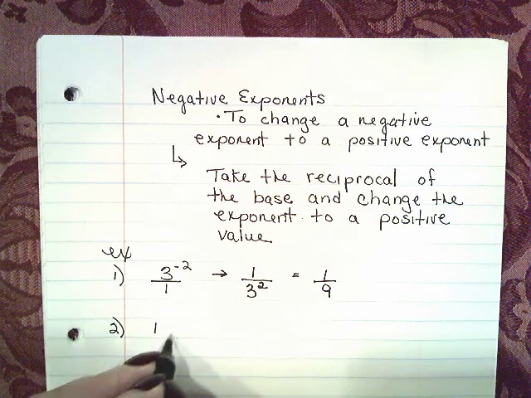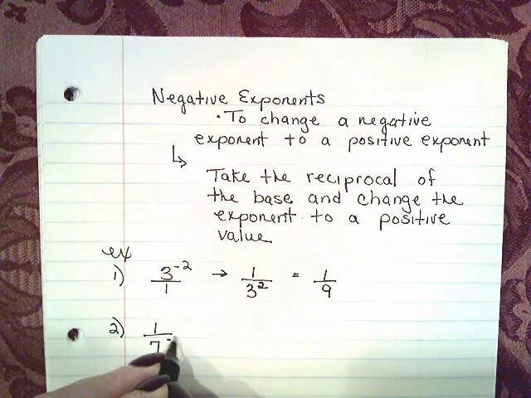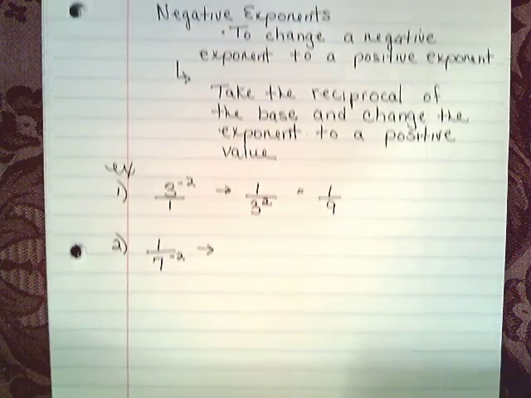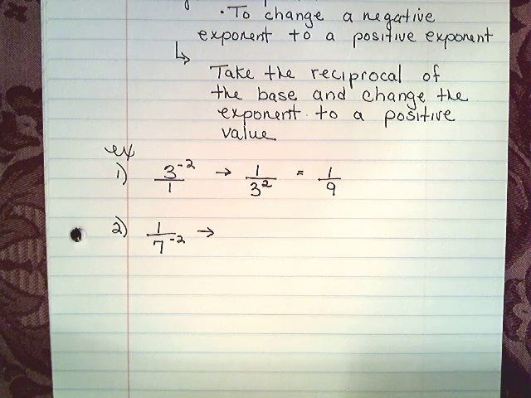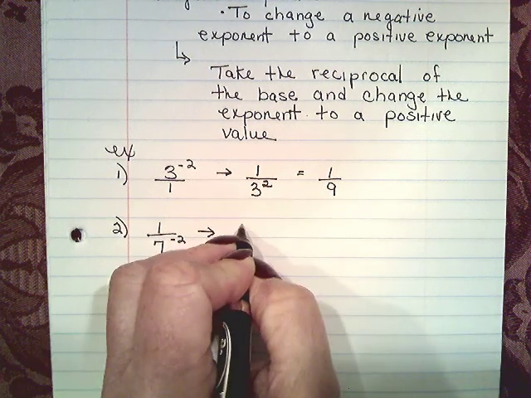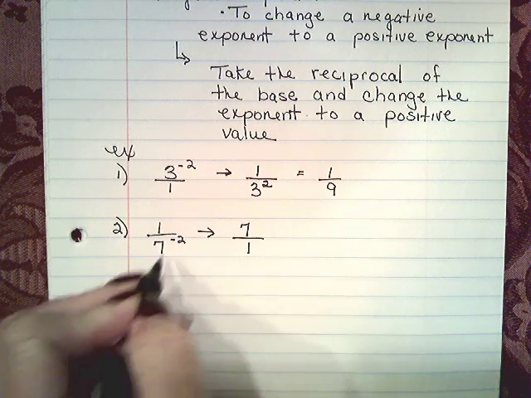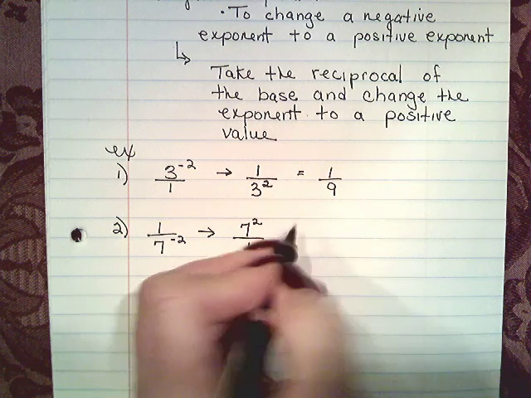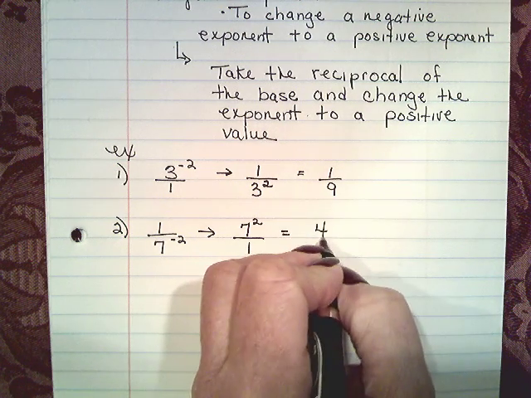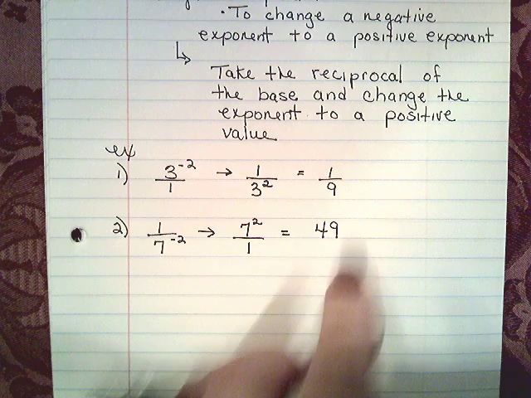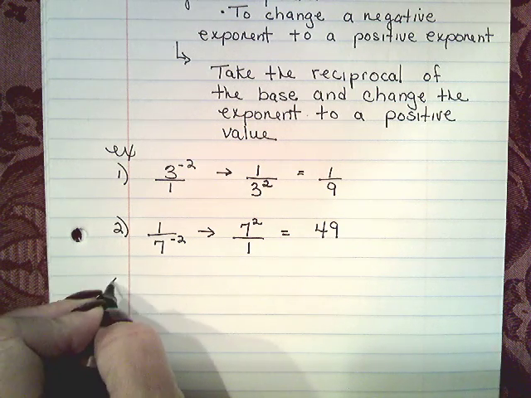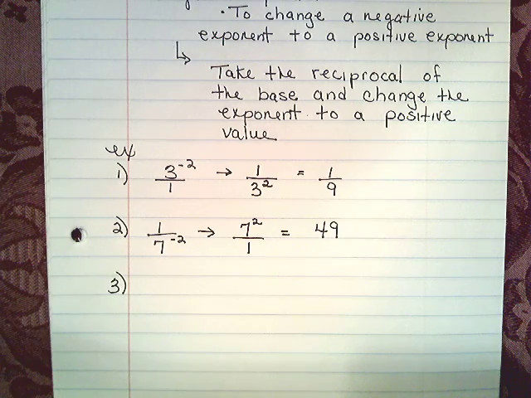If I have 1 over 7 to the negative 2 power, 1 over 7 is a fraction. How do I make that into its reciprocal? I flip it. And that negative exponent now becomes a positive exponent. And that's going to equal 49. So I'm evaluating these exponents, or putting them in standard form.